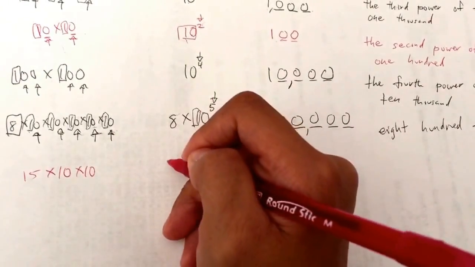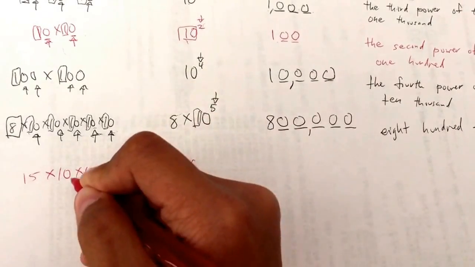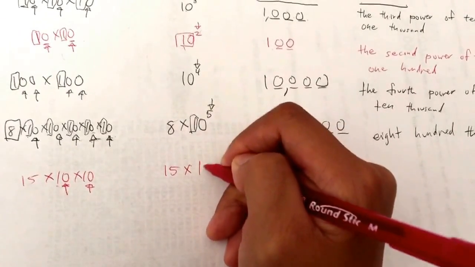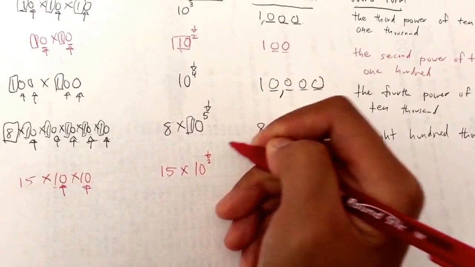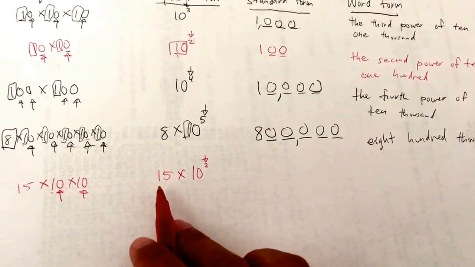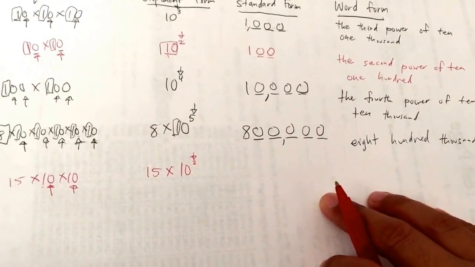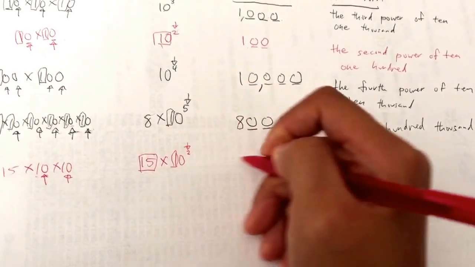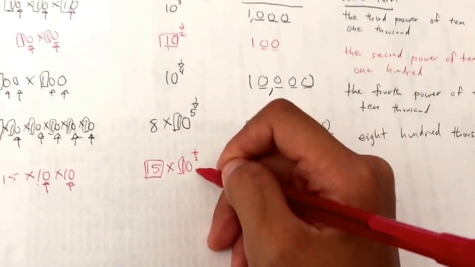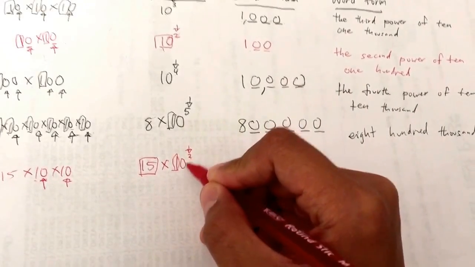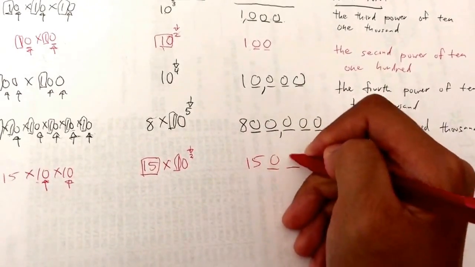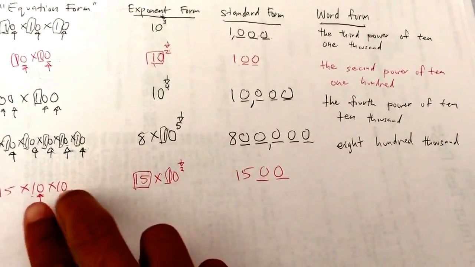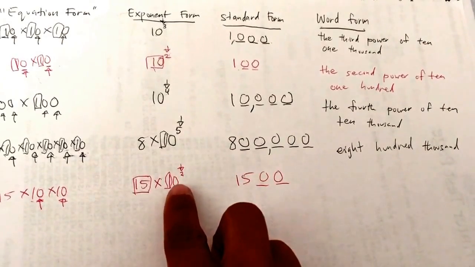15 times 10 times 10 is 15 times 10 to the second power. The 15 doesn't go anywhere. That's going to be our base number, 15. And we're going to add 2 zeros, because that's our exponent, 1, 2. So we have our 15, that's our main number, and then we add 2 zeros, because our exponent is 2.